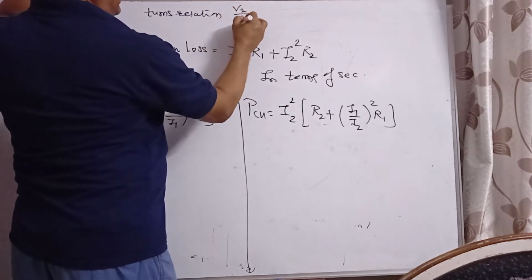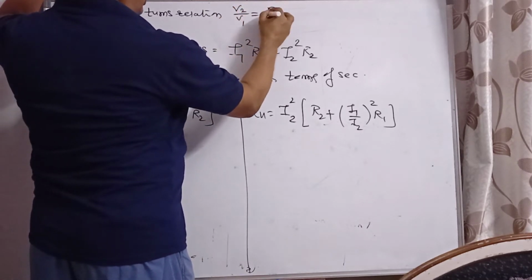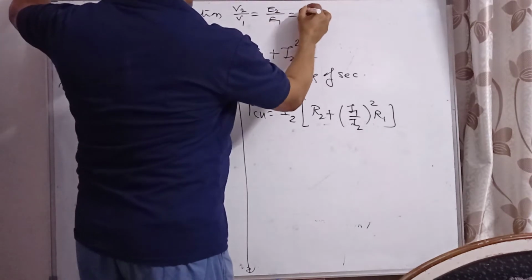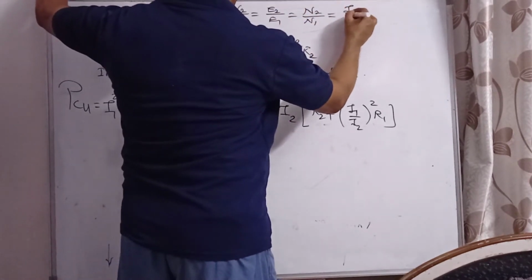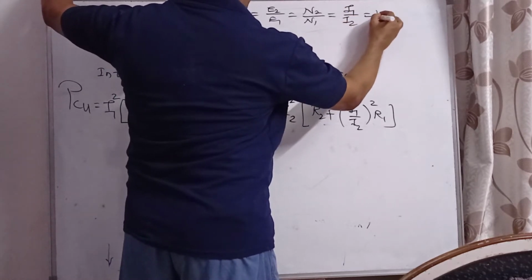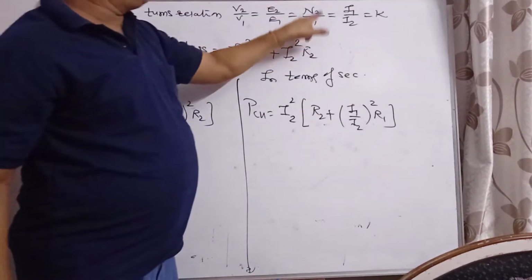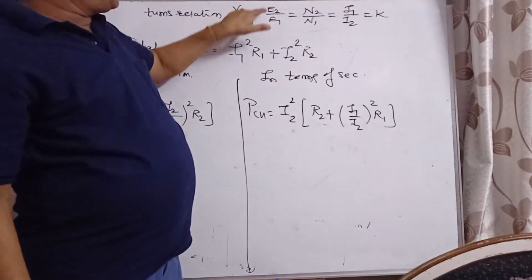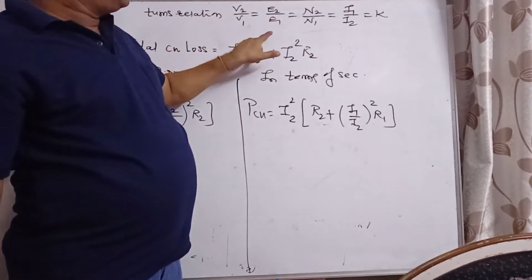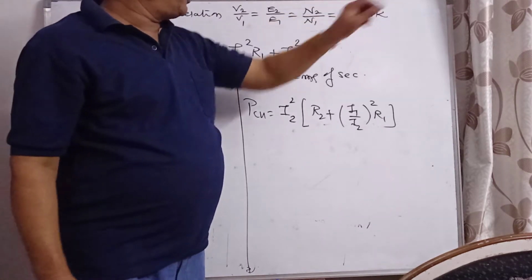V2 by V1 is equal to E2 by E1 is equal to N2 by N1 is equal to I1 by I2 is equal to K. N2 by N1 is represented as K. So V2 by V1, E2 by E1 for voltages, output upon input. For current, input upon output is equal to K.